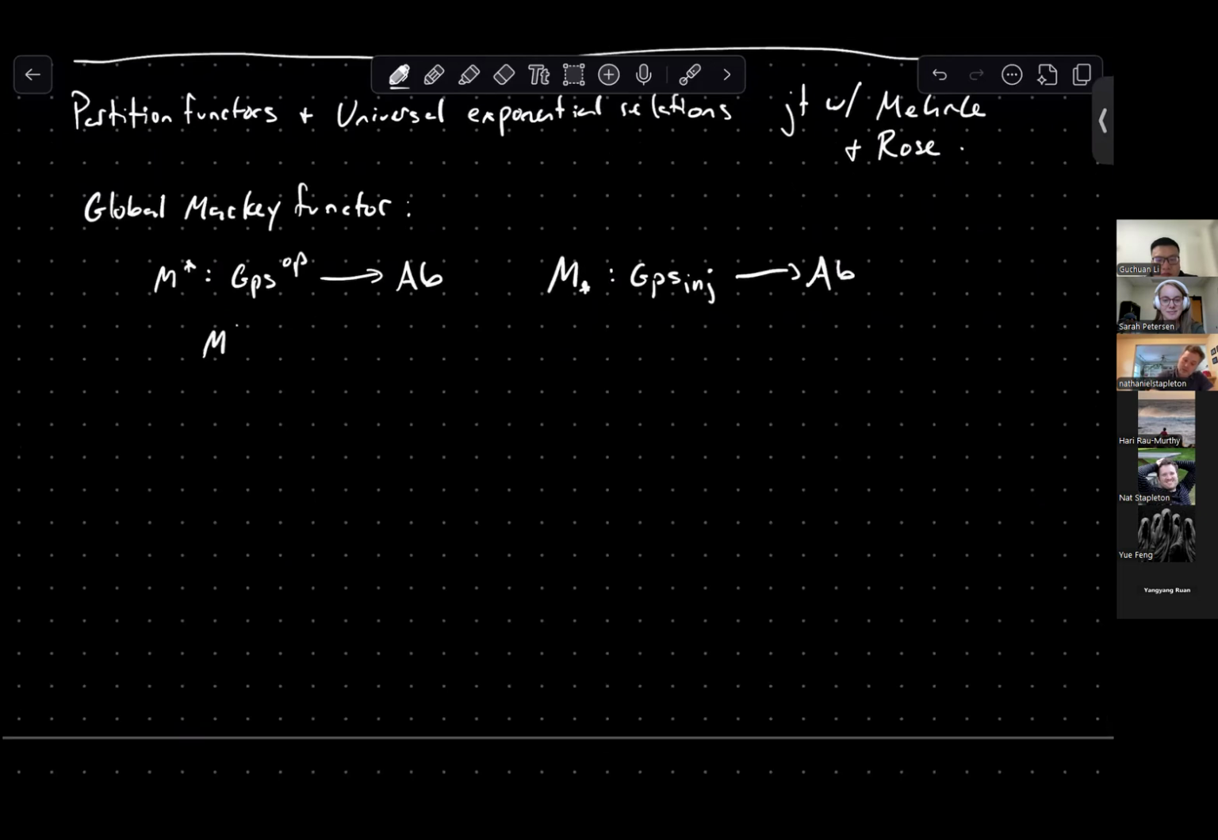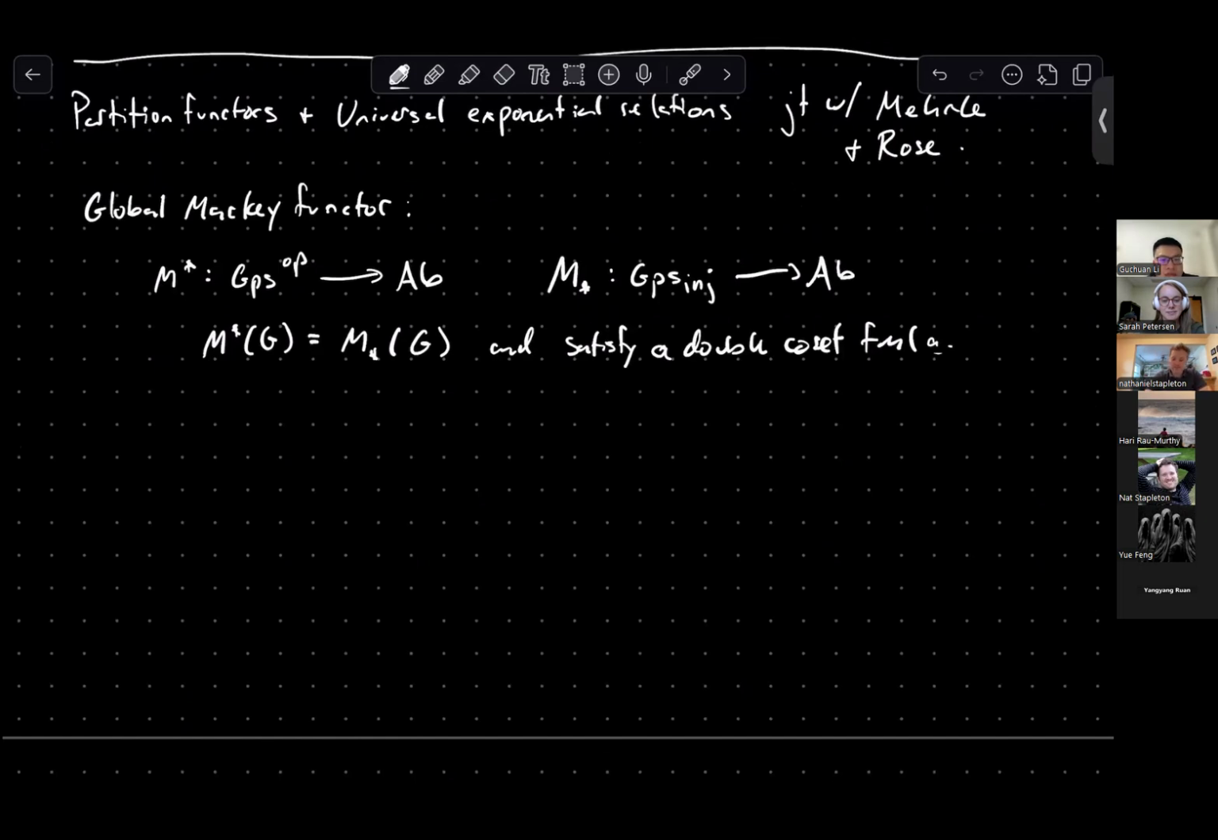That agree on each finite group and satisfy a double coset formula. And this is almost the definition of a global Mackey functor. There is something wrong here, though, or something incomplete.